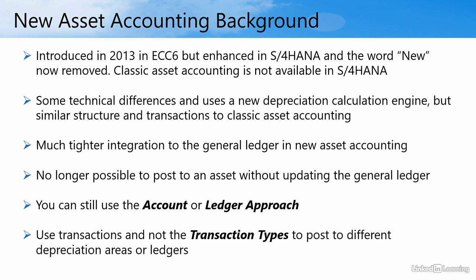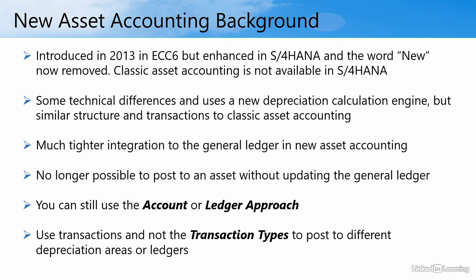In new asset accounting in SAP S/4HANA, you still have the same basic structure: chart of depreciation, depreciation area, and depreciation keys. The underlying calculations are slightly different, but generally the amount of depreciation calculated per period works out the same. Asset accounting is in sync with the general ledger automatically.